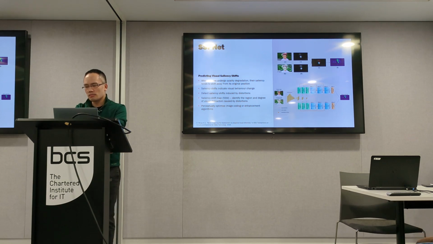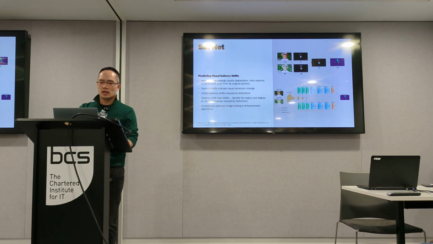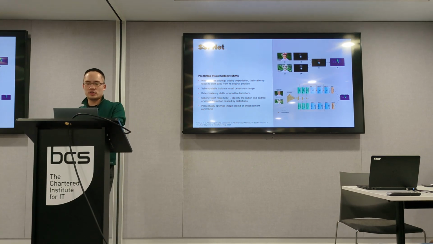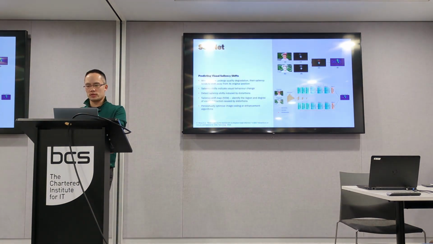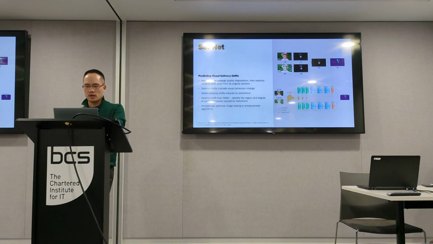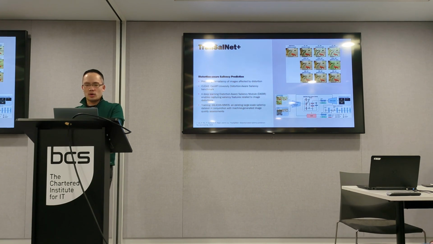So in this work we try to basically build a model to predict that saliency shift. That means if you have your original picture and your distorted picture, the output will give you the areas where your saliency, your attention, will shift to. In that case, if you know those regions, you can use that information to optimize your image coding or enhancement algorithms, because people will be distracted by your distortions, obviously depending on the strength or type of distortions as well.